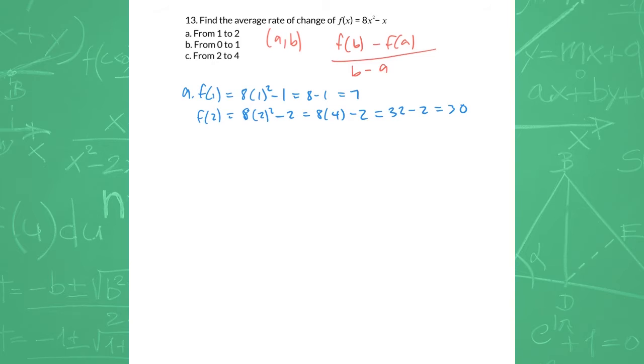So now that we have f of 2 and f of 1, let's find the average rate of change. The average rate of change is f of 2 minus f of 1 over 2 minus 1. So that's 23 over 1.